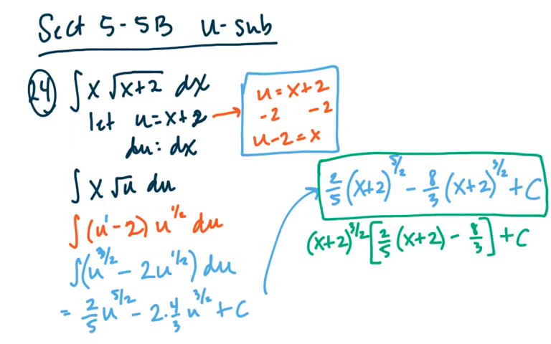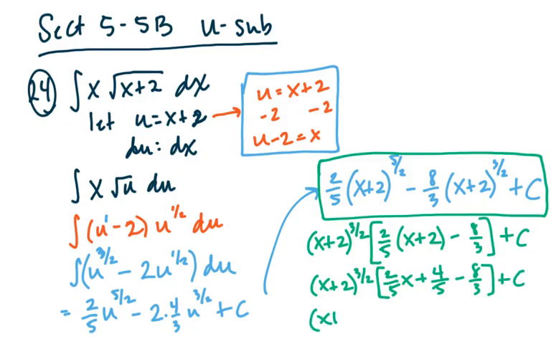So we could distribute, clean it up a little bit. x plus 2 to the 3/2, and then I have 2/5 x plus 4/5 minus 8/3 plus c. I would love to work out that fraction for you, but I have no space. So let me do it up here. At the top I have 4/5 minus 8/3. Common denominator is 15.